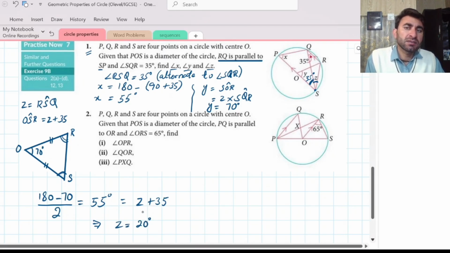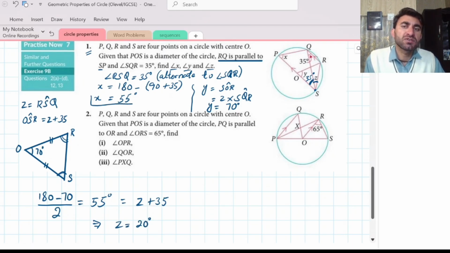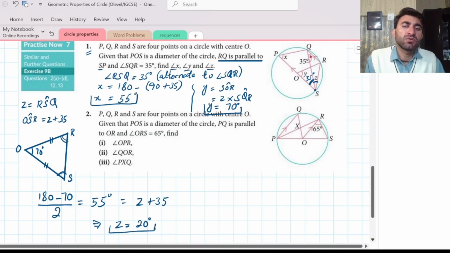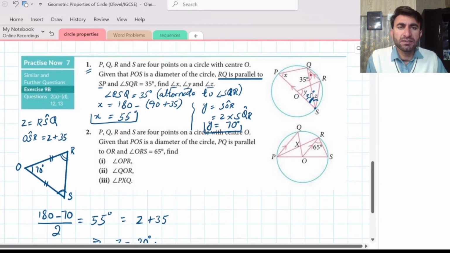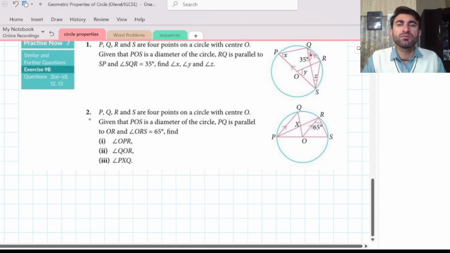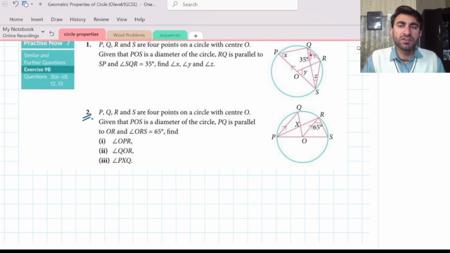So those are the three values of the unknowns: X over here, Y over here, and Z is the angle 20 degrees. So this was the first one. Let us discuss the second question after clearing all this area. Let us move to part 2 of this practice now.